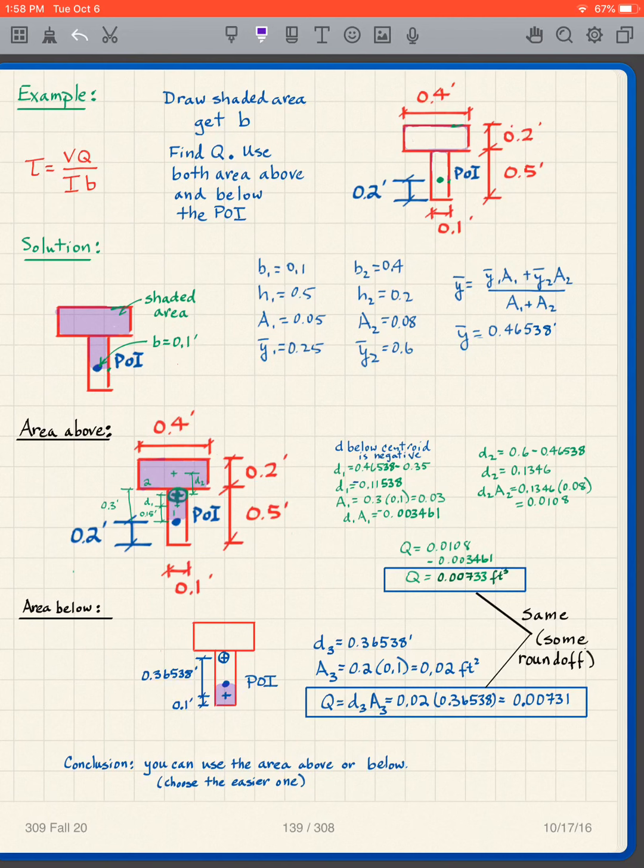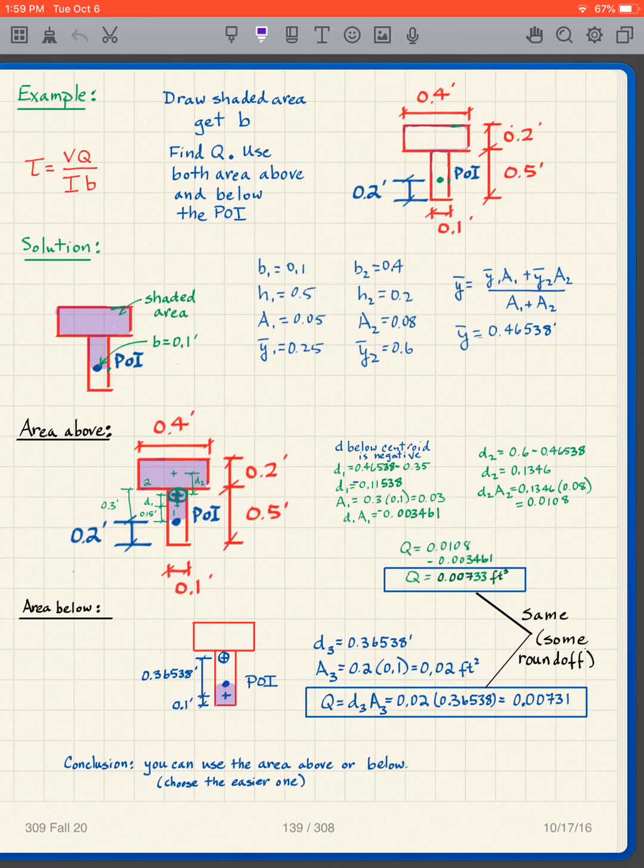And so the distance between the two centroids is 0.36538. So I get D3, 0.36538 times A3, which is 0.02, and I get 0.00731. There's a little bit of round off. So in other words, these two numbers are the same. It didn't make any difference whether I took the area above or area below.